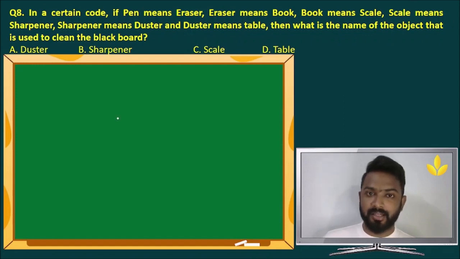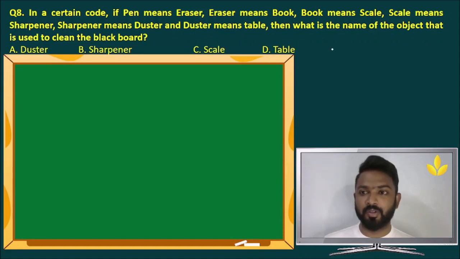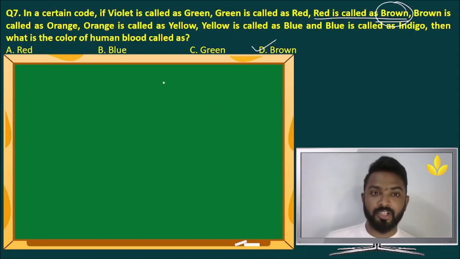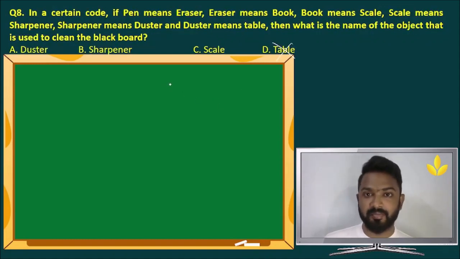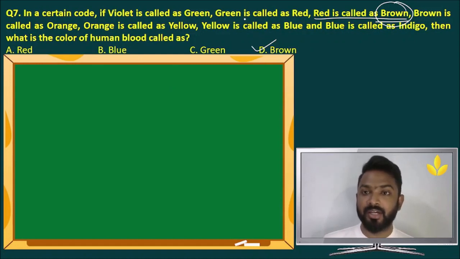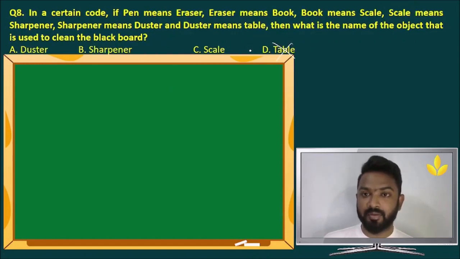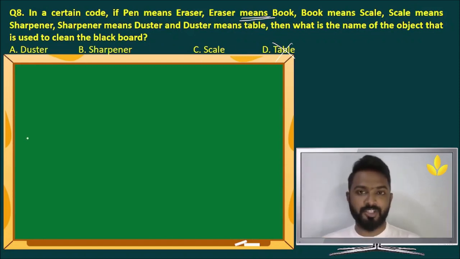Question number 8. Pen means eraser, eraser means book, book means scale, so on and so forth. Then what is the name of the object that is used to clean the blackboard? The object that is used to clean the blackboard is duster. A lot of people will think that the answer should be table because duster means table. But that is not the right answer. People think that question number 7 and question number 8 are the same. In question number 7, they had told "is called as." In question number 8, they have used "means." Both of them are exact opposites of each other.